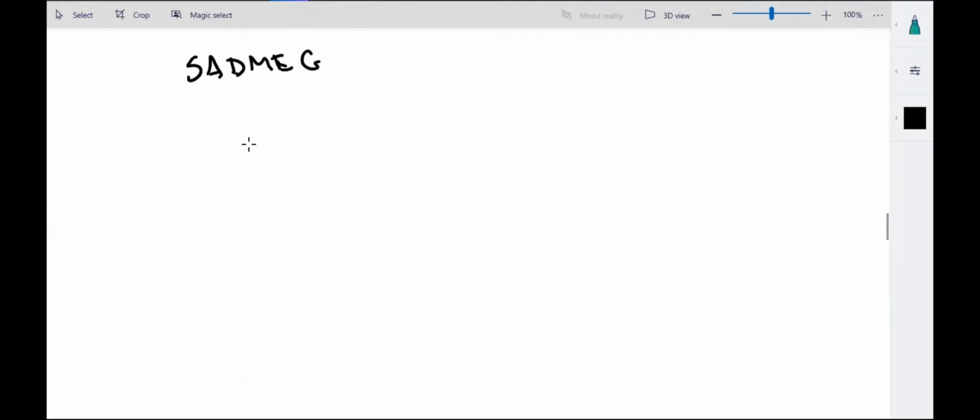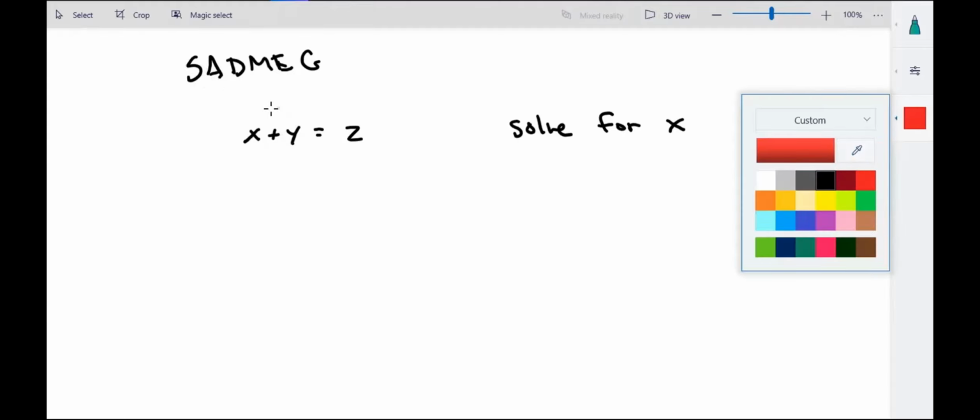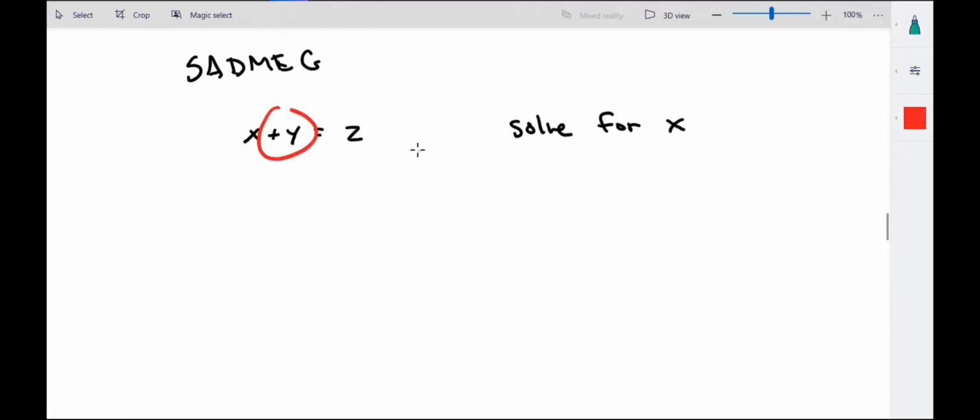So let's start off with that simple example I gave at the beginning. X plus y equals z, and we're told to solve for or isolate x. So let's take a look at the x. First, according to SADMEG, is there any subtraction or addition happening near that x? There is. There is addition happening here. Now the opposite of addition is subtraction. So that's what I'm going to have to do. I'm going to have to subtract that y.